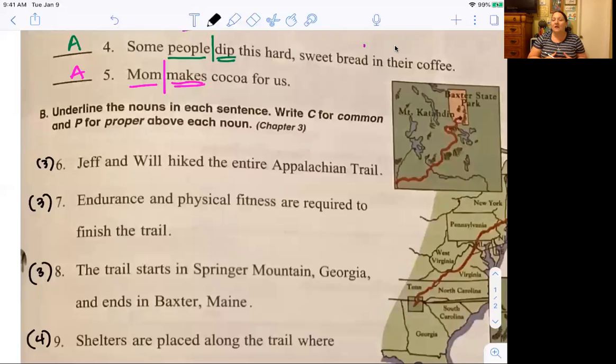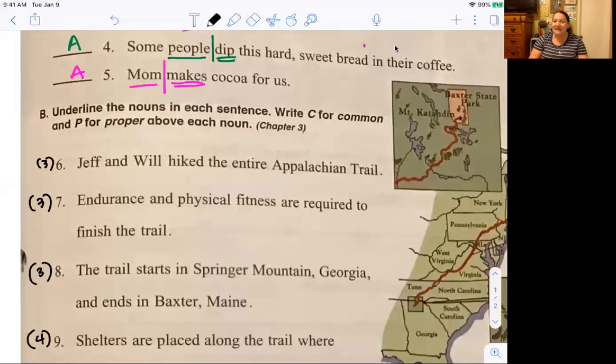Remember, a noun is a person, place, thing, or idea. A common noun would be teacher. A proper noun would be Mrs. Rossini. A common noun would be boy. A proper noun would be Bradley. A common noun would be school. A proper noun would be Christian Elementary South.